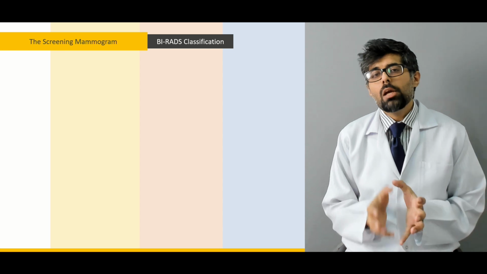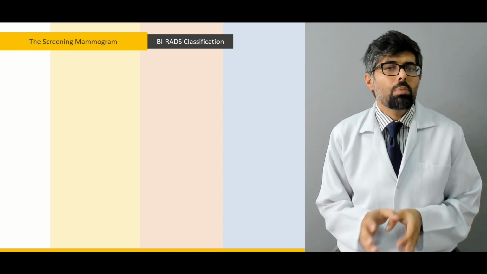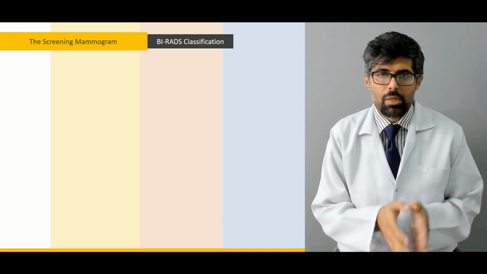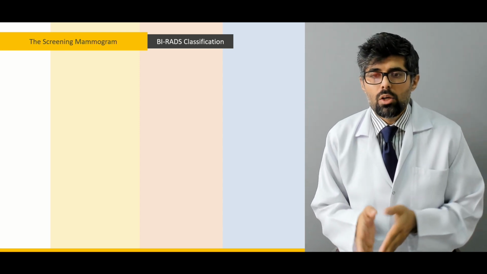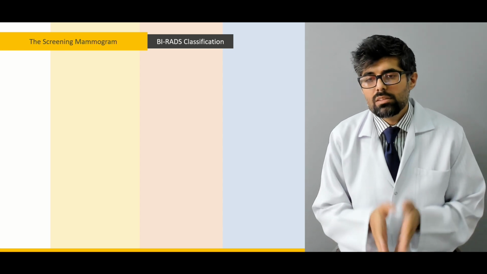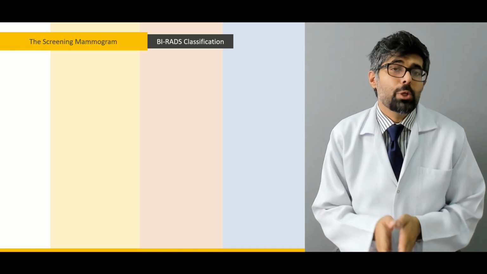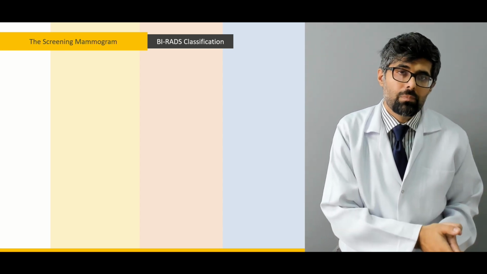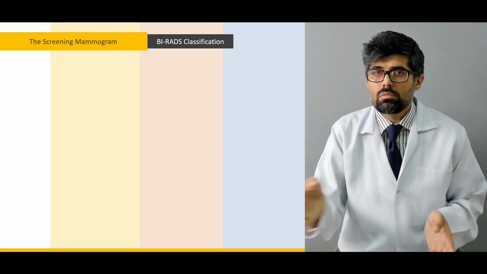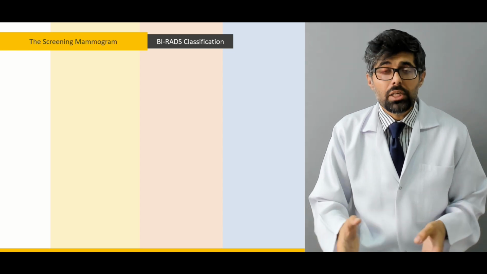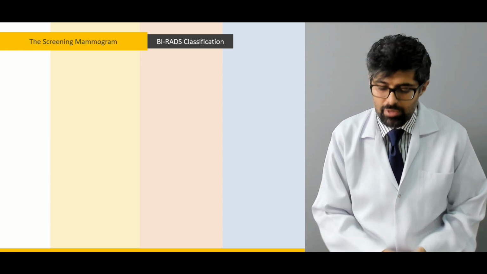Now, every screening mammogram must have a BI-RADS classification. BI-RADS stands for Breast Imaging Reporting and Data System. This classification has 6 categories, and all of these categories must be reported along with the mammogram. These categories correspond to the severity of the disease, whether it's benign, malignant, or maybe malignant, and all of it will be discussed in this classification.